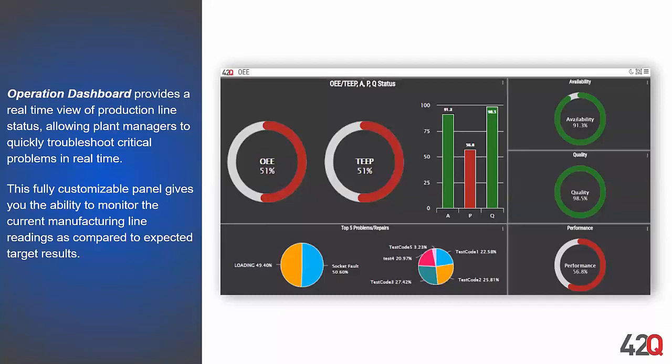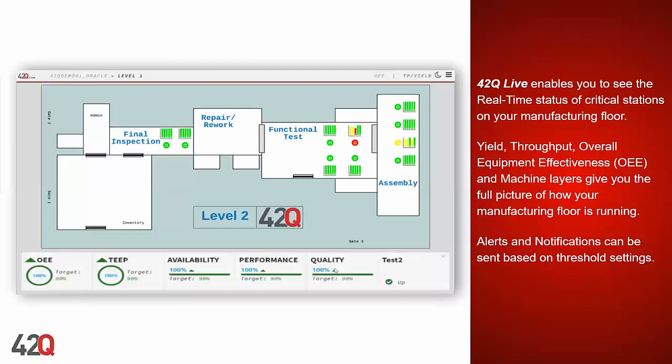The next screen is actually a favorite of mine. It's the 42Q live screen. This screen allows you to see in real time the status of all the critical stations on your manufacturing floor. Yield, throughput, overall equipment effectiveness, and machine layers give you a full picture of how your floor is running. And there are also alerts and notifications that can be sent out based on how you have your metrics set up for threshold settings.